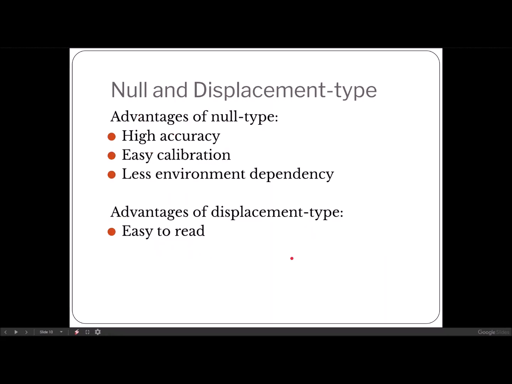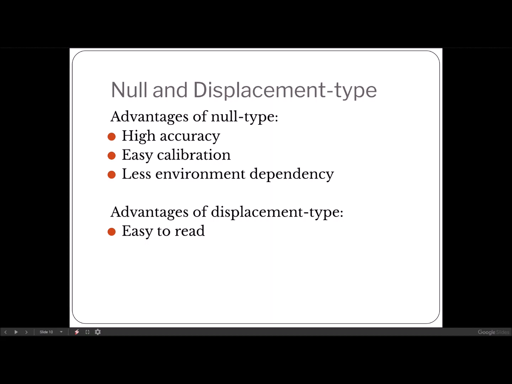So in short, the advantages of null type is that it gives high accuracy. Why? Because what limits its accuracy is only the reference entity, right? The reference weight. Easy to calibrate. So mechanically, you don't need a calibration. What you need to calibrate is only the reference weight. And less environment dependency. This is exactly what we discussed before. There is no effect of gravitational force there.